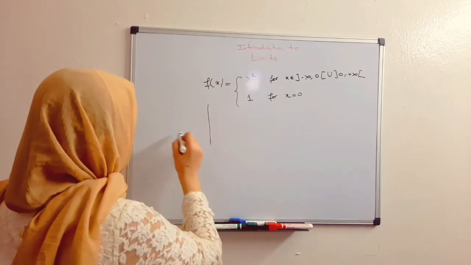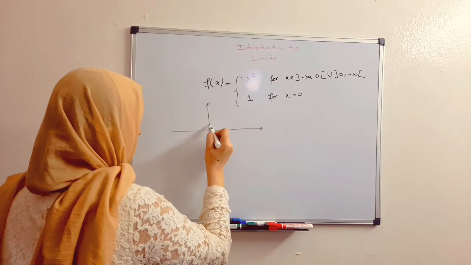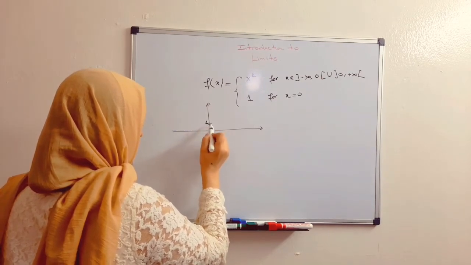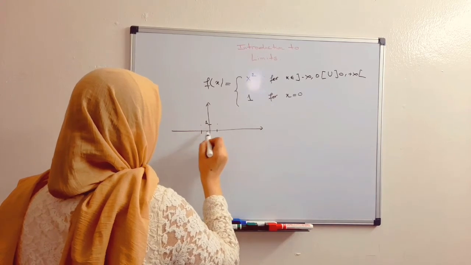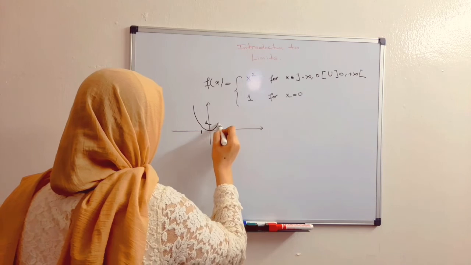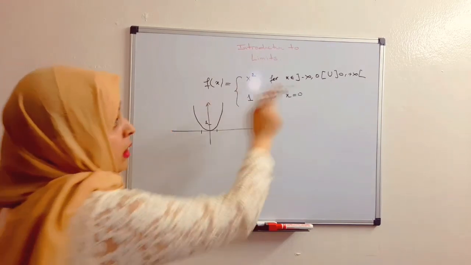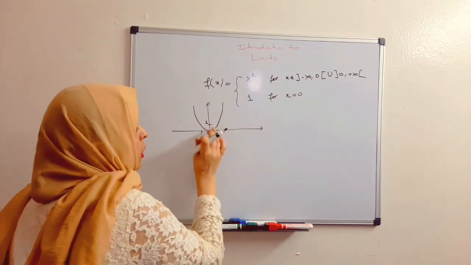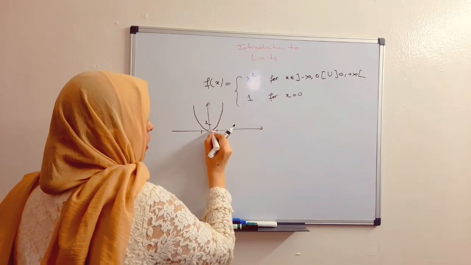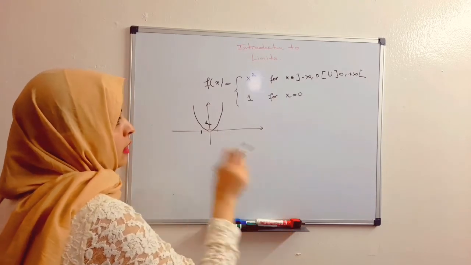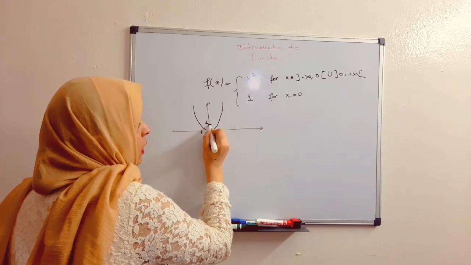So the graph of this function will be something like this. Okay, so this is the graph of the function x squared, but 0 is not included here, so here we will have a hole. Okay, and for x equal to 0, the image is 1. We'll have this point right here.